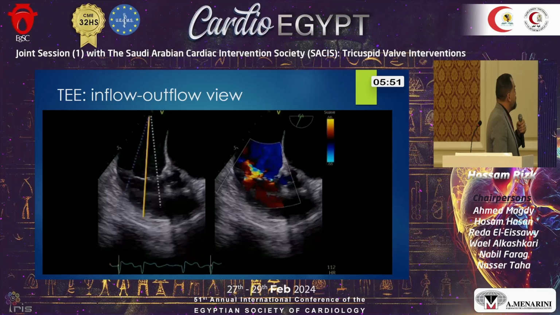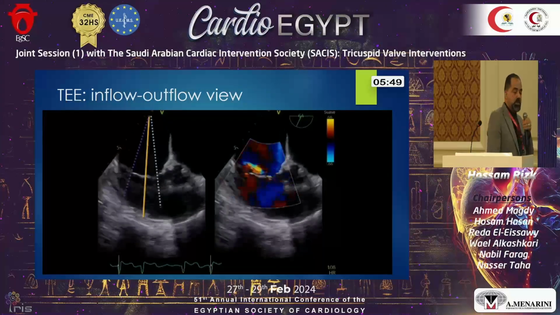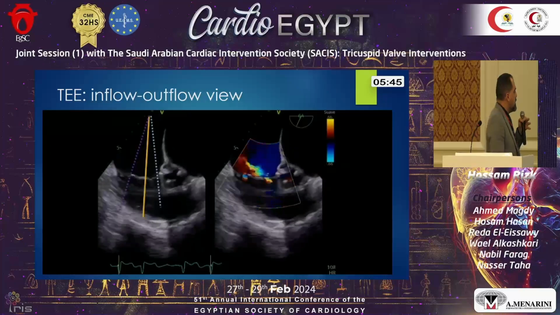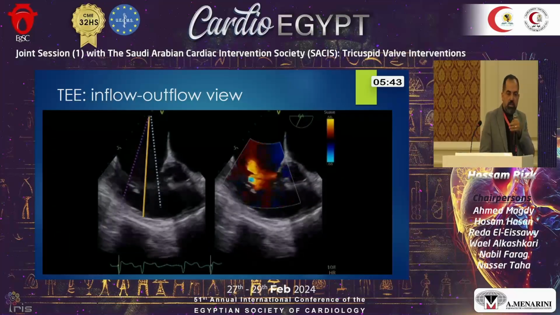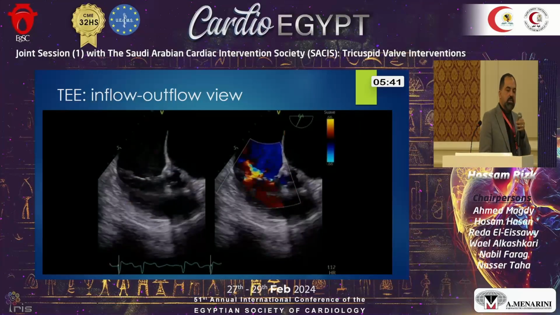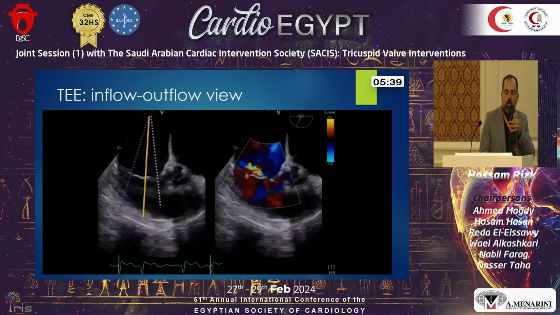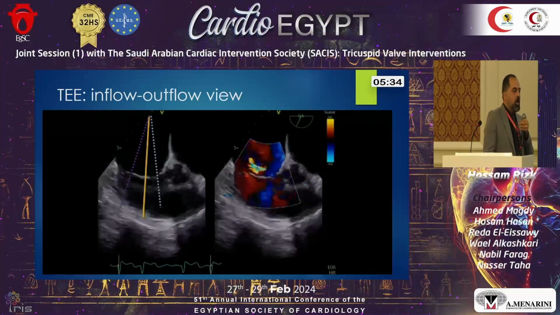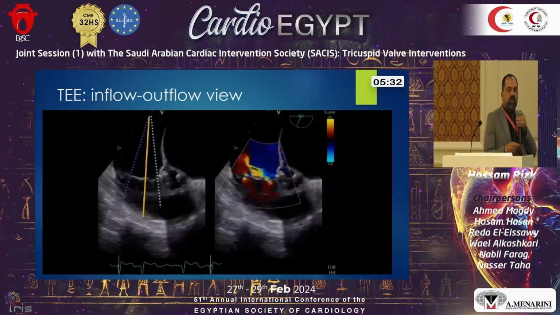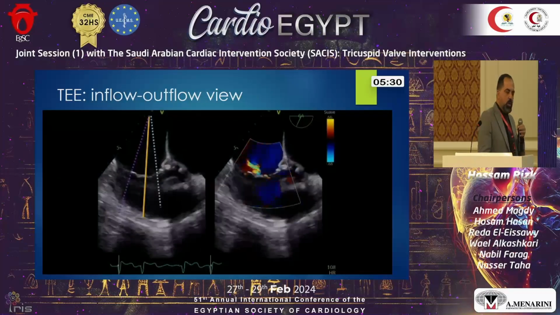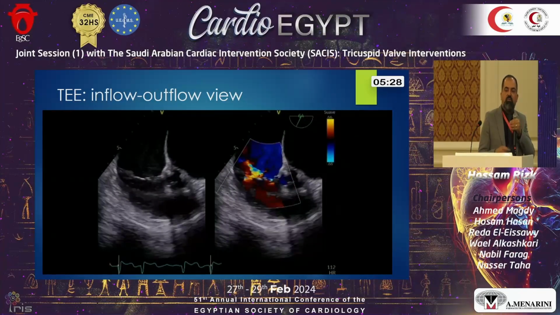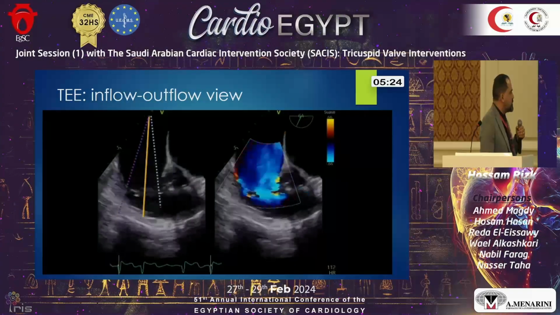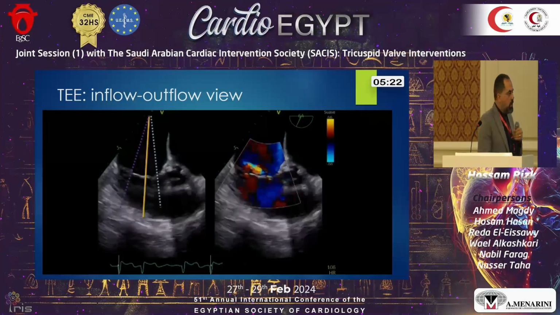The tricuspid inflow outflow view also is very important here, mainly during the introduction of the device in the TEER procedure. It can help us to assess which leaflet we have to manipulate or grasp, whether beside the septal leaflet, the anterior or posterior leaflet. And as we all know, the best and the first site to be tackled in the TEER procedure is the anteroseptal commissure.